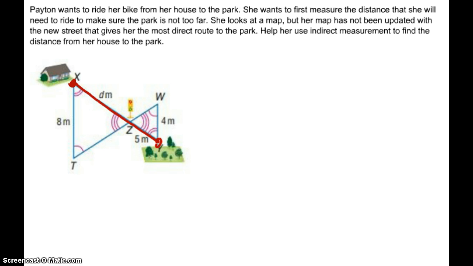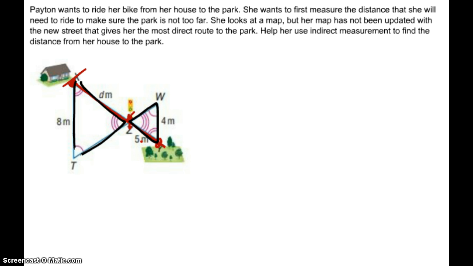So this is the route that she wants to take from her house to the park. So it looks like she knows that from the street light to the park is 5 meters, but what she doesn't know is how far it is from her house to the street light. It looks like maybe that was a new street. So she does know some of the measurements. So if we notice, we actually have a triangle here and a triangle here.